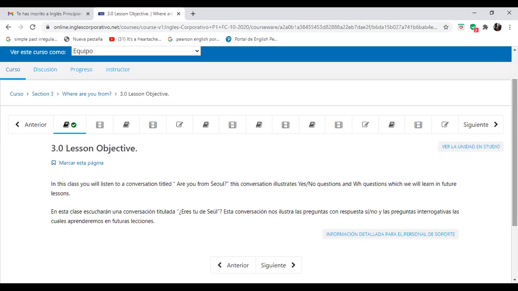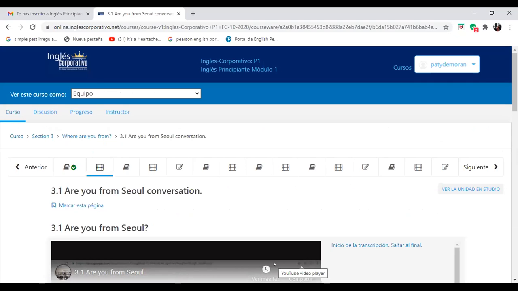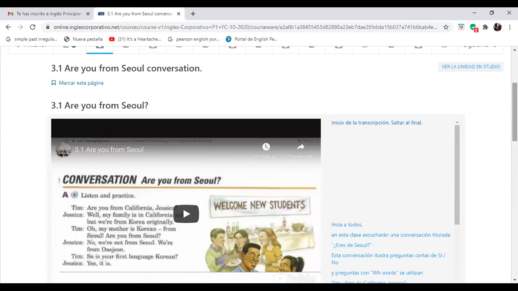Okay, in this class, for the section 3, it says, you will listen to a conversation titled, Are You From Seoul? Okay. So this conversation illustrates yes, no questions and WH questions, which we will learn in a future lessons. So you already know about the yes no questions, right? Ustedes ya están familiarizados bastante con las preguntas de respuesta sí o no, porque las hemos venido viendo. But this is just a reminder. Este es como un recordatorio, ¿verdad?